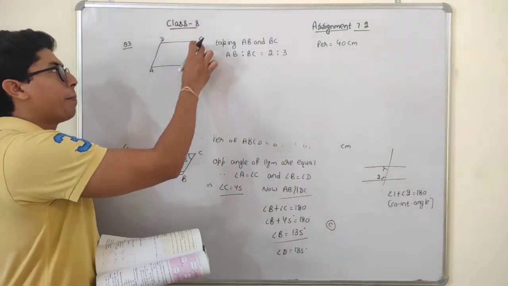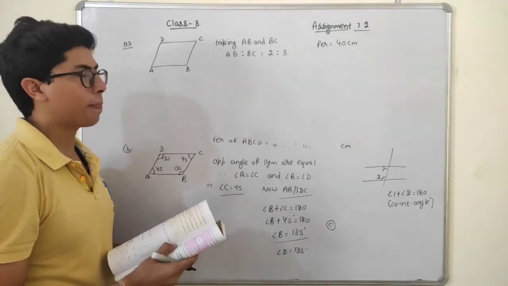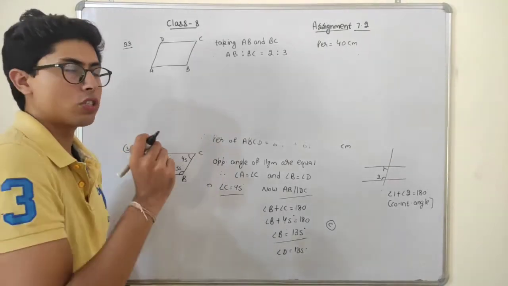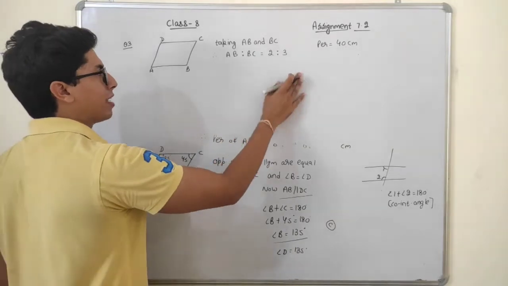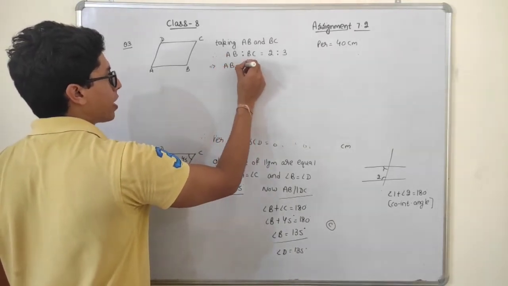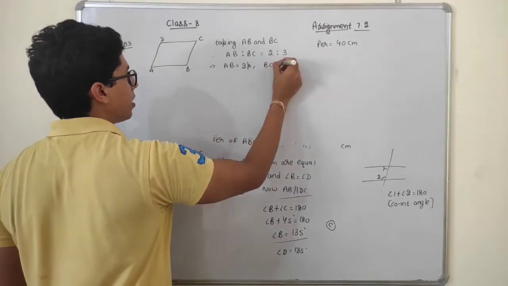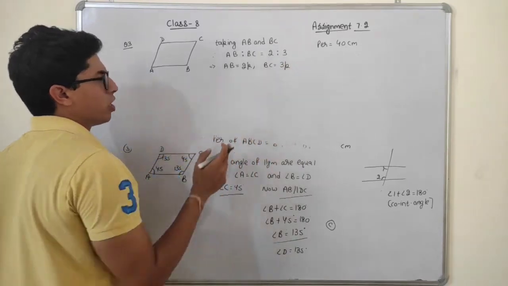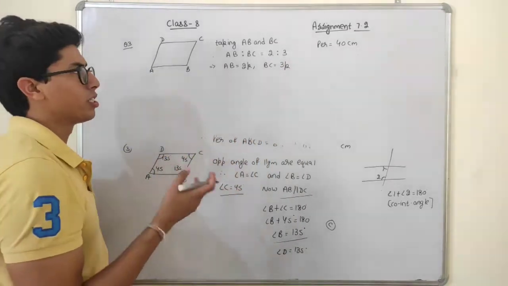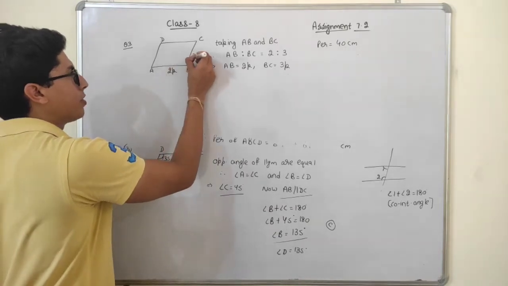Now students, AB and BC are in ratio. Now to make the ratio a complete side, I have to multiply it by some constant. So multiplied by K, this implies AB is equal to 2K and BC is equal to 3K. You can multiply it by X as well, students, it's your choice. I am taking AB as 2K and this as 3K.